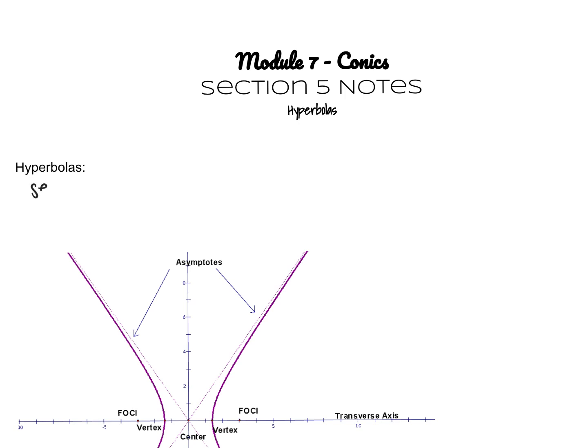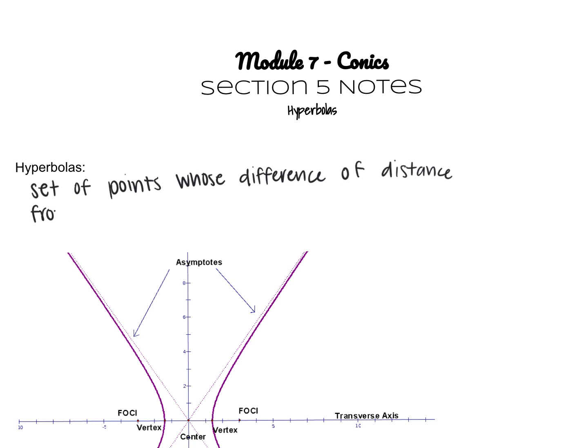So a hyperbola is the set of points whose difference of distance from 2 points, still called the foci, is constant. So where an ellipse was the set of points whose sum of distance was the same, a hyperbola's is the difference of distance.